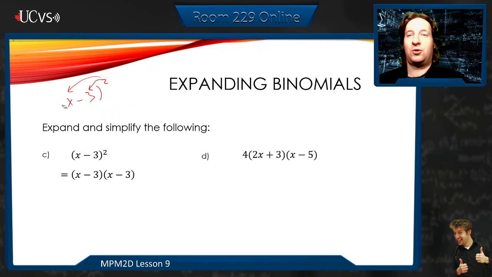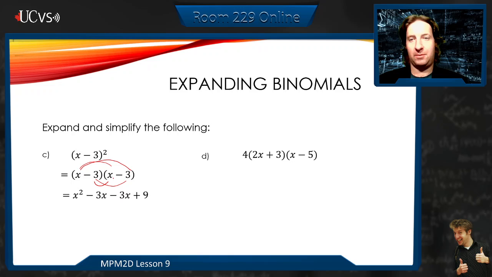To do this properly, we have to do our foiling. We have to write it out. x minus 3 multiplied by x minus 3. Because we're going to have those two terms. We're going to have x squared and positive 9. But we're also going to have those two other multiplications happening. So we're really going to end up with x squared minus 3x minus 3x plus 9, which works out to x squared minus 6x plus 9. Right?